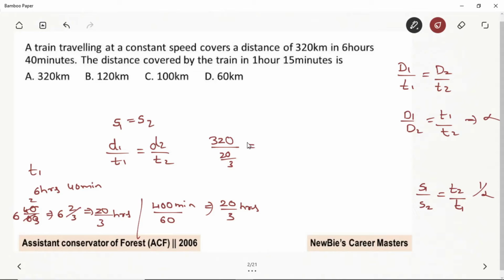Okay, then second distance is the question. I'll take it as X. Now T2 is 1 hour 15 minutes. 15 minutes means 1 by 4 hours. Correct. 30 minutes means 1 by 2 hours. 45 minutes means 3 by 4 hours. Okay, so T2 is 1 and 1 by 4. I can take this as 5 by 4. So I'll replace this T2 value with 5 by 4.